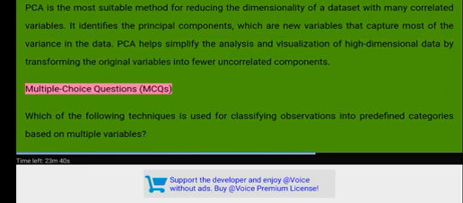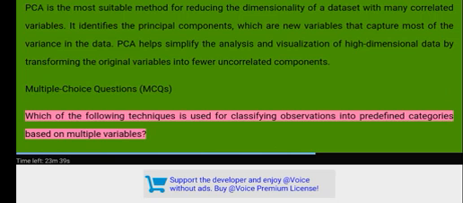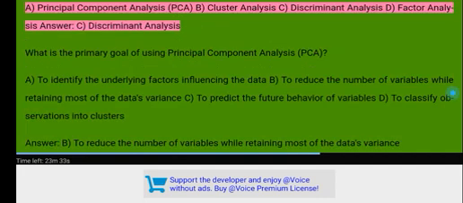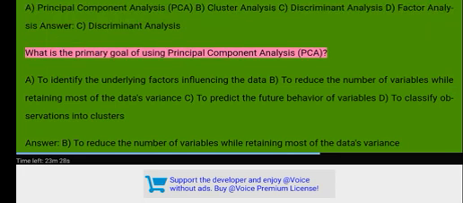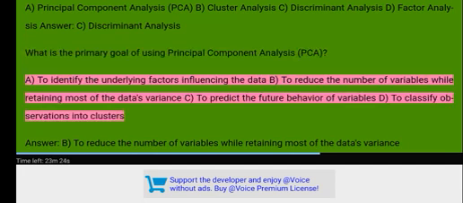Multiple choice questions (MCQs). Which of the following techniques is used for classifying observations into predefined categories based on multiple variables? A. Principal component analysis (PCA). B. Cluster analysis. C. Discriminant analysis. D. Factor analysis. Answer: C. Discriminant analysis. What is the primary goal of using principal component analysis (PCA)?